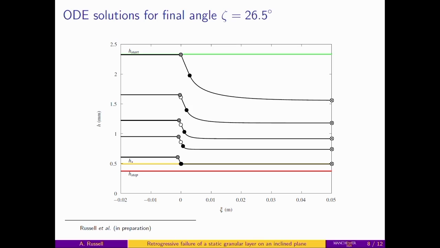These are all for the same final inclination angle, but we created different layers of initial thicknesses to start with. You can see that provided you don't go above h star, where the material will start spontaneously flowing by itself, and you're in a region where there is a steady uniform flow for it to connect onto downstream, you can get a whole series of these solutions.